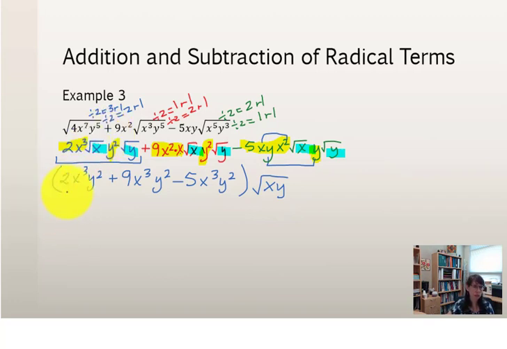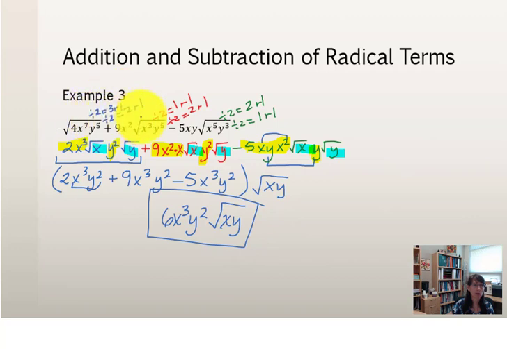So our final step is to combine these terms in parentheses. 2 plus 9 make 11, minus 5 would be 6. The common variable portion is x cubed y squared. Common radicand to multiply by is square root of xy. So for this particular example, all 3 of the original terms ended up having a common radicand and common variables outside of the radical that cleared. But that won't always be the case.